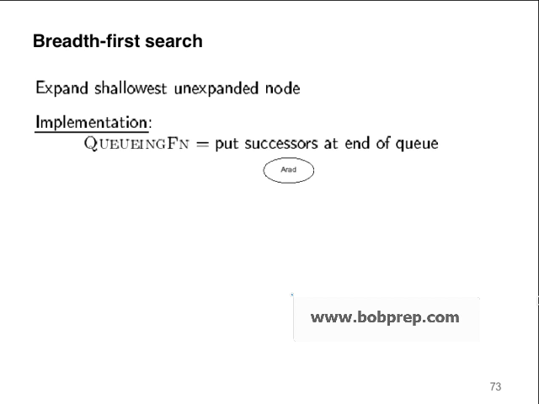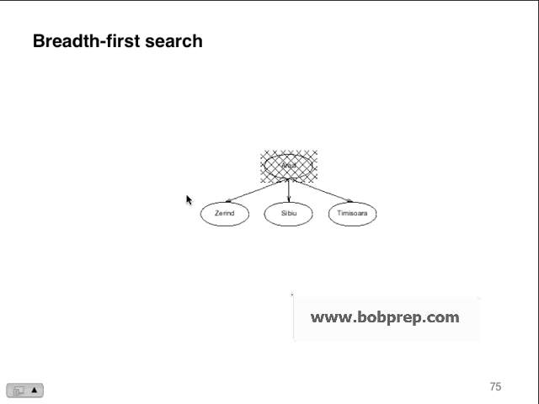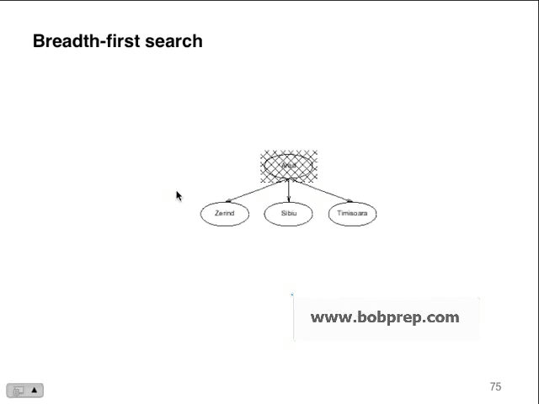So breadth first search. What are we looking at? Expand shallowest unexpanded node. In terms of the implementation, the queue would start at the beginning, Arad, which is the beginning node, the root, and put successors at the end of the queue. So if we're traveling from Arad to Bucharest, we're going to expand out this way. So we see the 3 cities here. I'm not going to pronounce those cities, by the way. So I'm going to call Arad A.